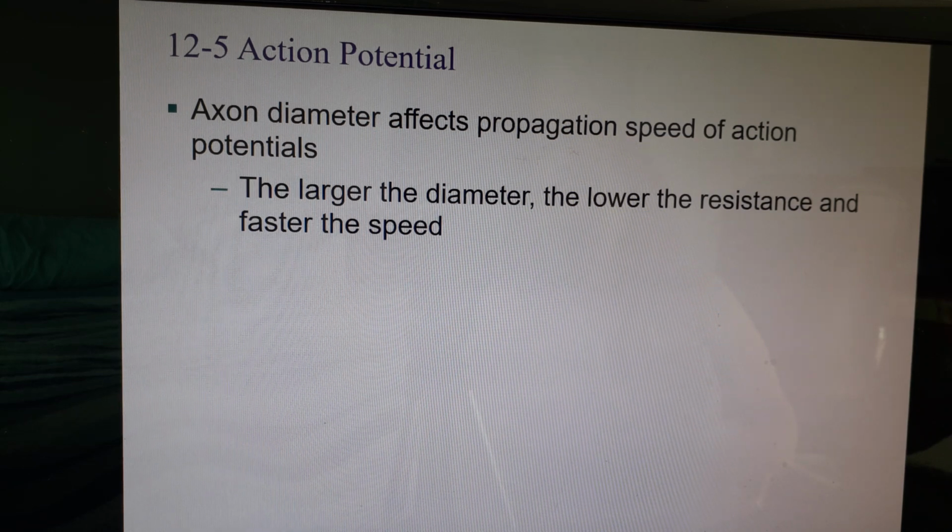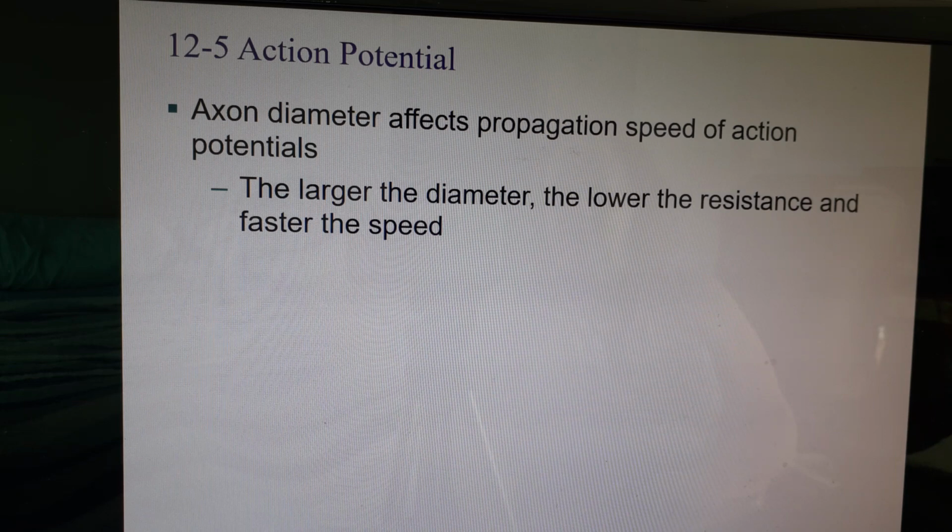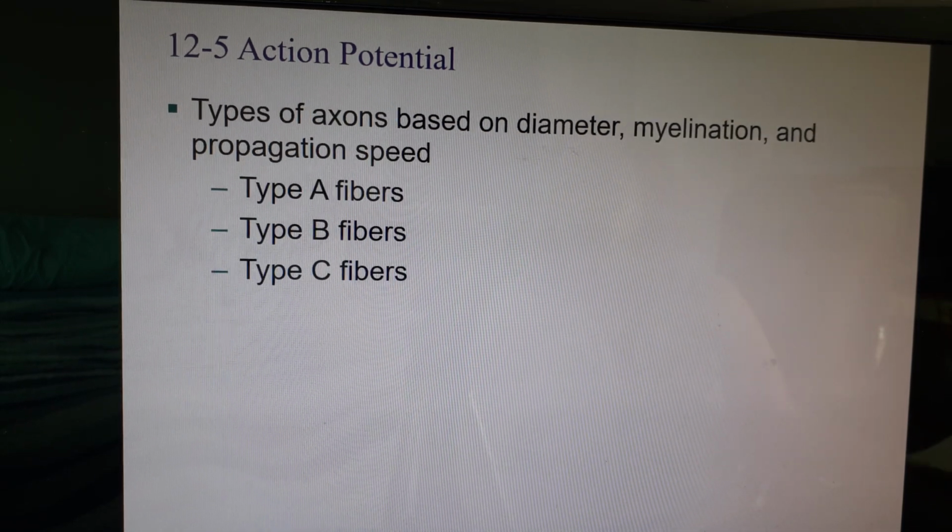So here are some rules about axons. The thinner the diameter, the slower the axon can send. The larger the diameter, that lowers the resistance, the faster the axon can send the signal. So we're going to classify the axons of our neurons as type A, type B, or type C, based on their diameter and whether or not they're myelinated and how fast they can send the signal.